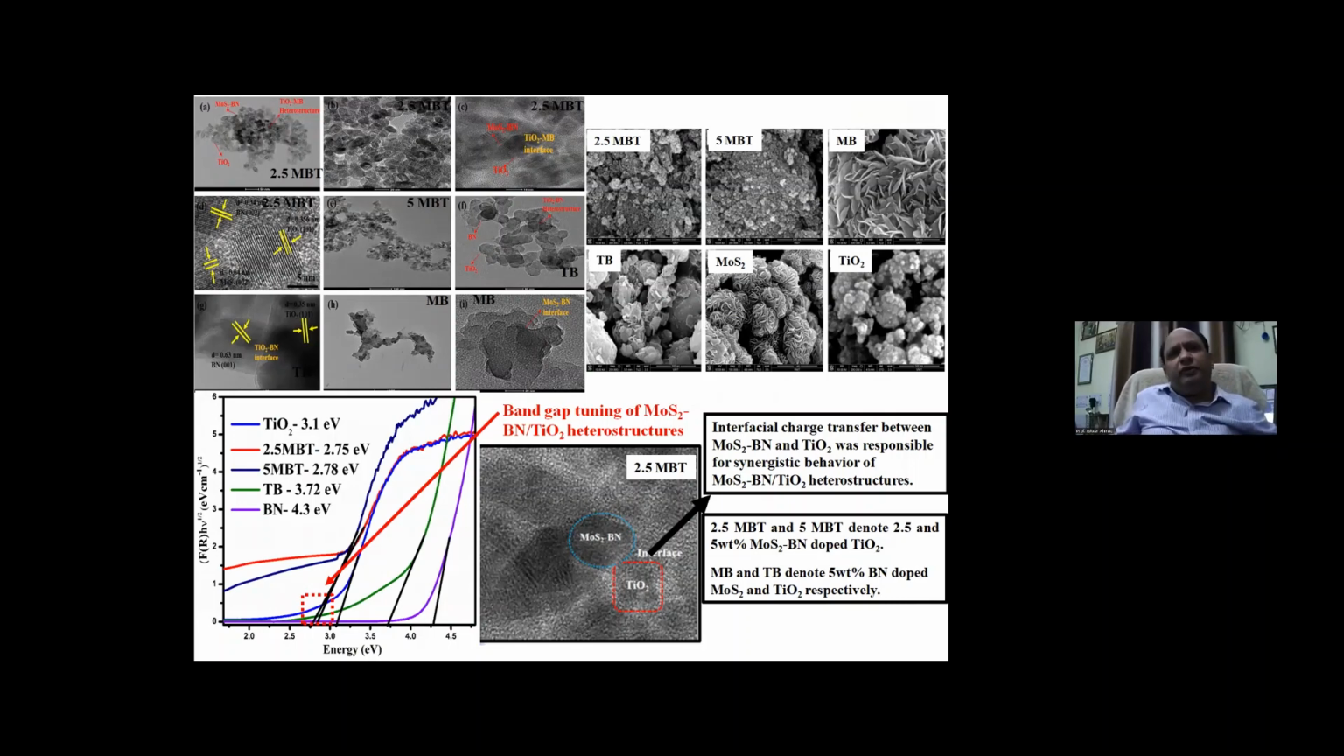These electron microscopic studies give very beautiful pictures of these ternary heterostructures. And here this is the optical band gap plot, which gives the optical band gap tuning of the ternary heterostructures, and this tuning could be seen in the HRTEM plot, which is shown over here.